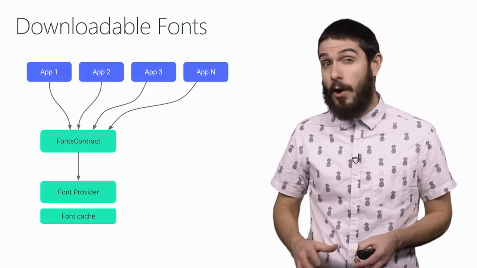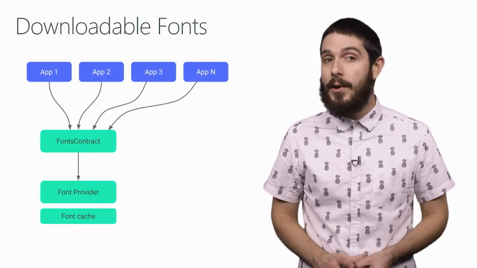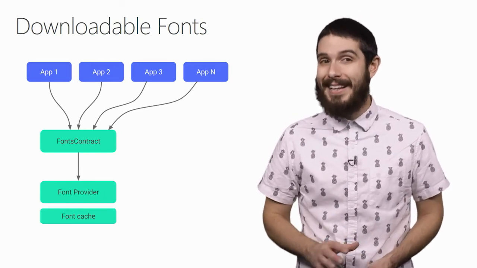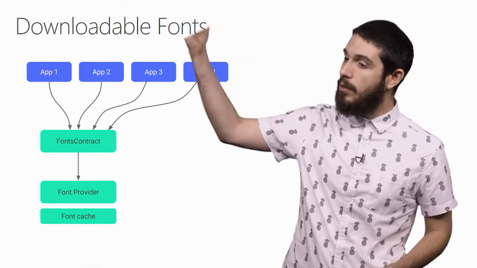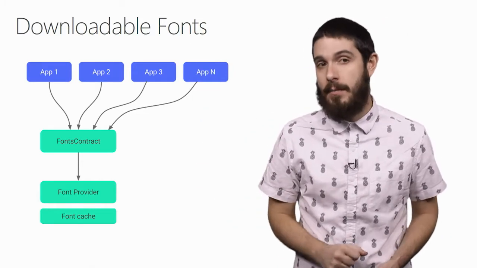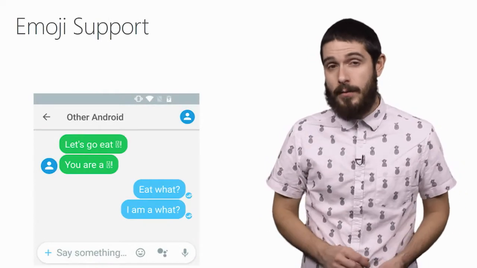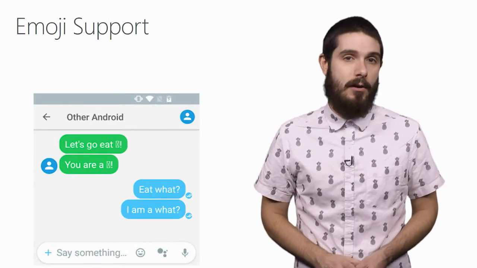Now what's great here is that we also have downloadable fonts, so you don't even have to embed the font into your application. You can specify an XML file that will automatically download fonts at runtime and cache them into your application via the font provider. It's really easy to do with a straight XML file.